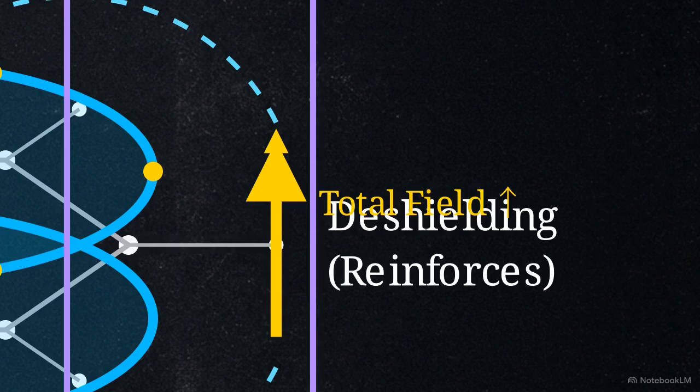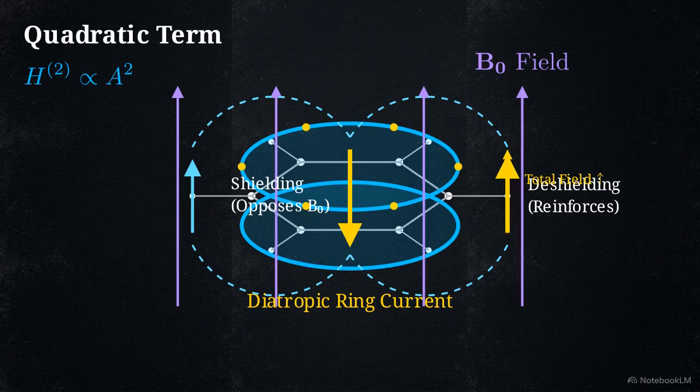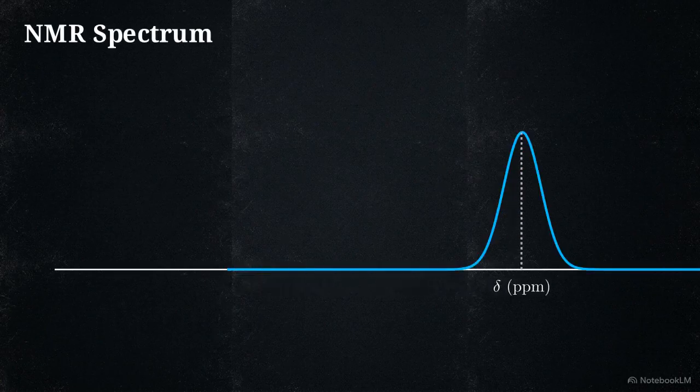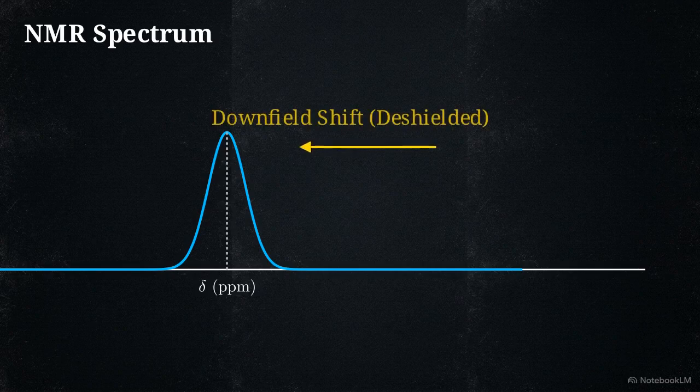These internal fields physically oppose the external magnet near the center of the ring, but reinforce it at the perimeter where the hydrogen atoms sit. This precise local variation in magnetic shielding dictates exactly where the resonance frequency of the hydrogen atoms will occur. This is the mechanism behind chemical shifts plotted on an NMR spectrum.